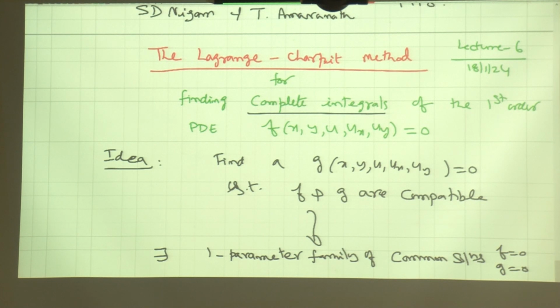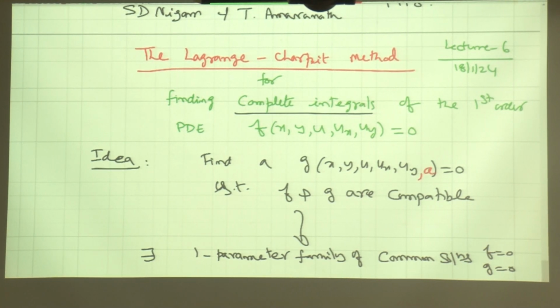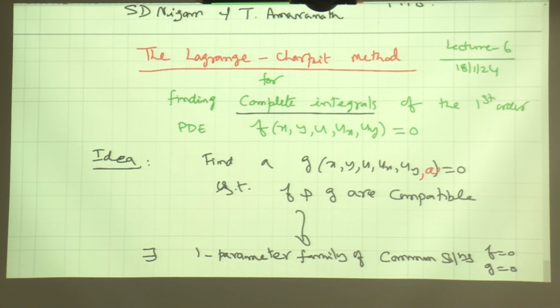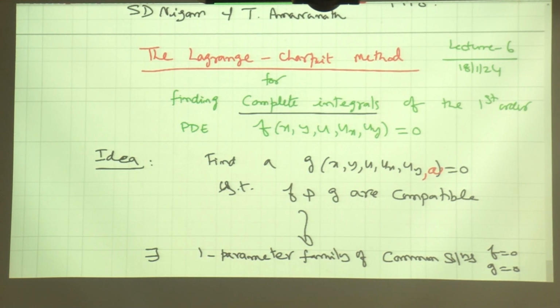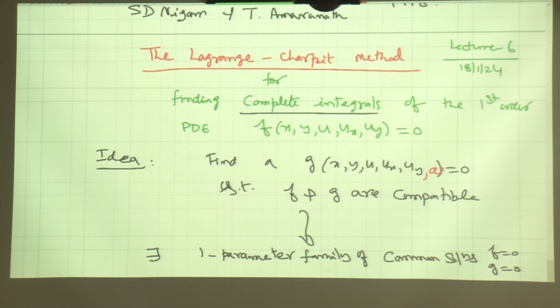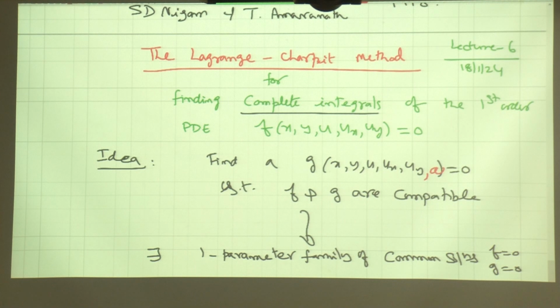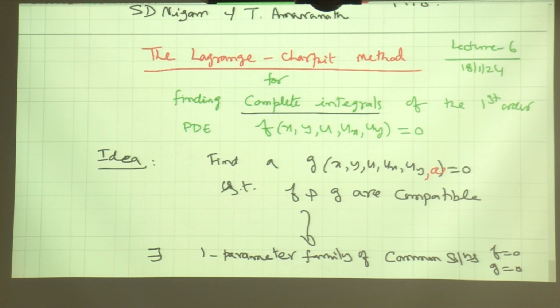The idea is simply this, that consider a g which depends on a parameter. So that means it's not just one g, but there are infinitely many g's that we have to find, so that f and g are compatible. Then you will get a one parameter family of common solutions, but solutions of g already have a parameter a sitting inside. Therefore, that will give us a two parameter family of solutions.